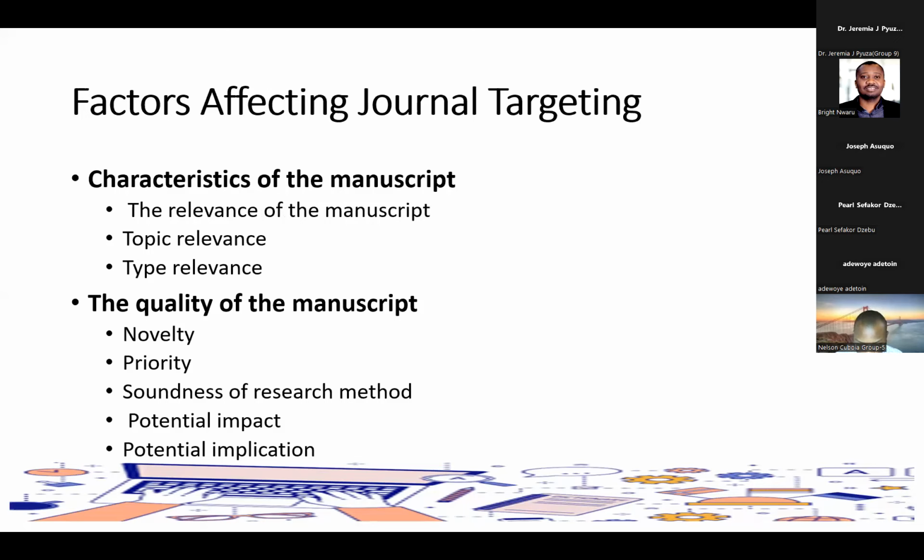The other thing is the characteristics of the manuscript, the relevance of the manuscript. Is it relevant to that particular journal? If it's not relevant, you cannot go and publish there. Topic relevance, the type of relevance, also the quality of the manuscript. If your data are very novel, they are new, you may want to publish them in the New England Journal or Nature. The priority, if you see that this has high priority based on the time, like now we're in COVID, a lot of papers were published. Method, potential impact factor, that is, what will happen after the results have been published. Will it affect policy making?